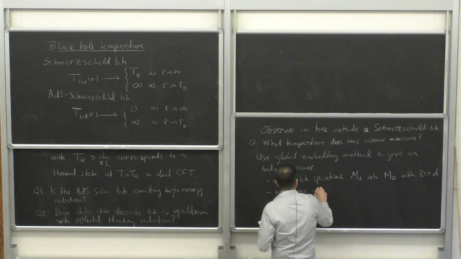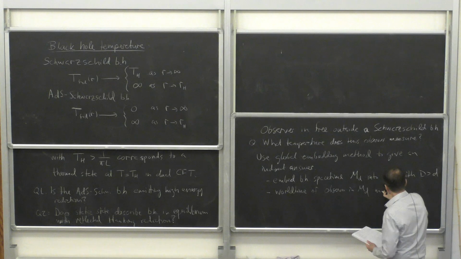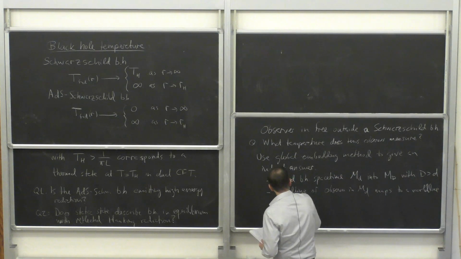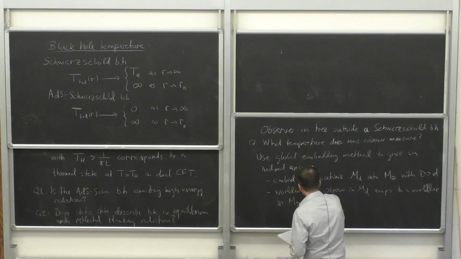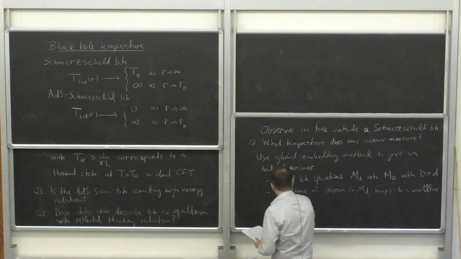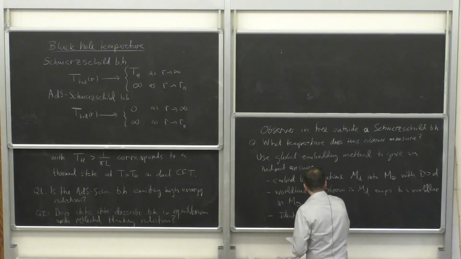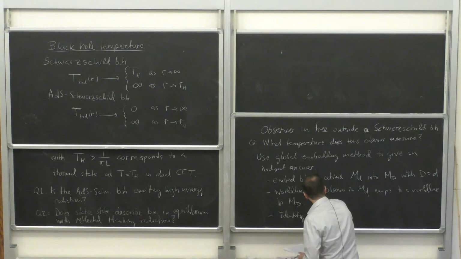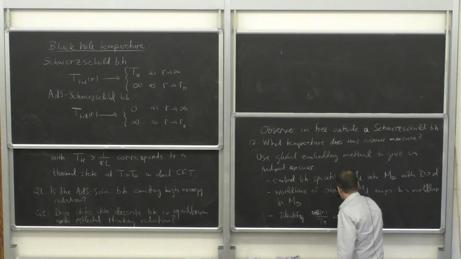The world line of the observer in the original space-time maps to a world line in the higher dimensional space. And basically we identify alpha over 2 pi, where alpha is the acceleration in the higher dimensional space-time that we're going to work out, and we'll identify that as the local temperature.